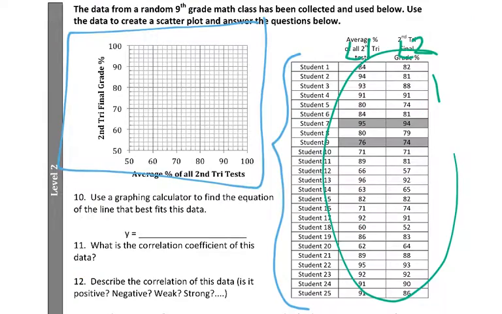I know there's not a lot of explanation, but that's because it's a lot of plotting dots, as well as using your calculator. Anyway, good luck.